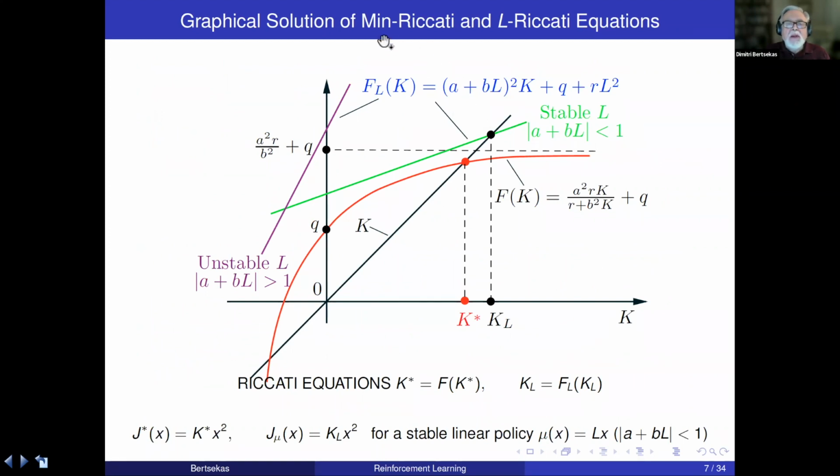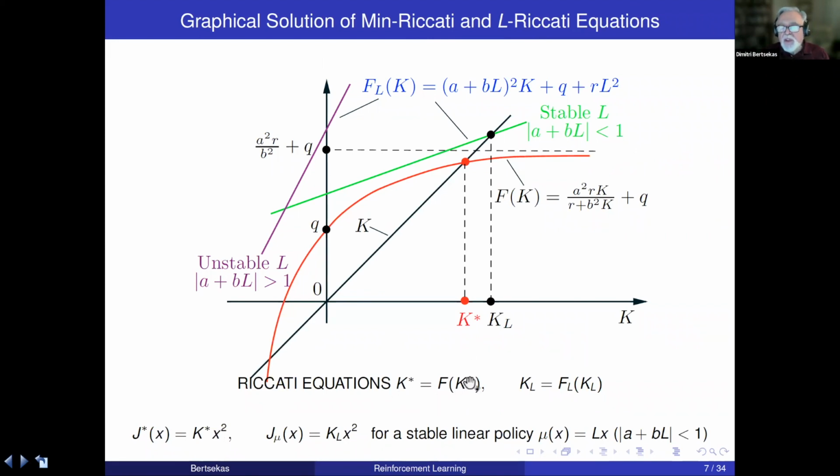So we want to see how the min Riccati equation and the L Riccati equation are solved graphically. So here's the min Riccati equation. This is a faithful representation. It is concave, differentiable, approaches a horizontal asymptote on the right, and approaches a vertical asymptote on the left. And now the Riccati equation is K star equals F of K star.